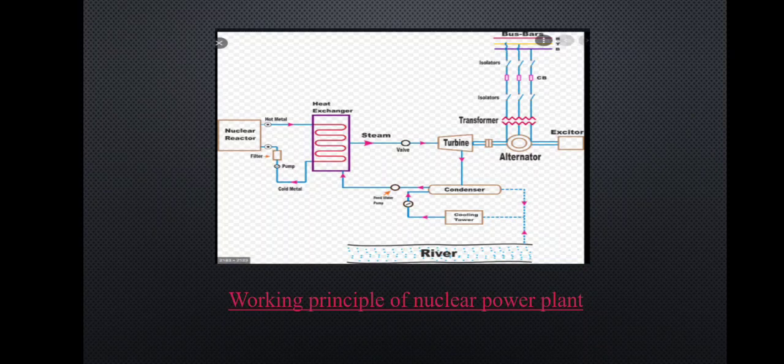So the turbine and alternator are connected to produce electricity. By using a transformer, the electricity which is produced can be stepped up for long distance transmission. This is the working principle of a nuclear power plant.